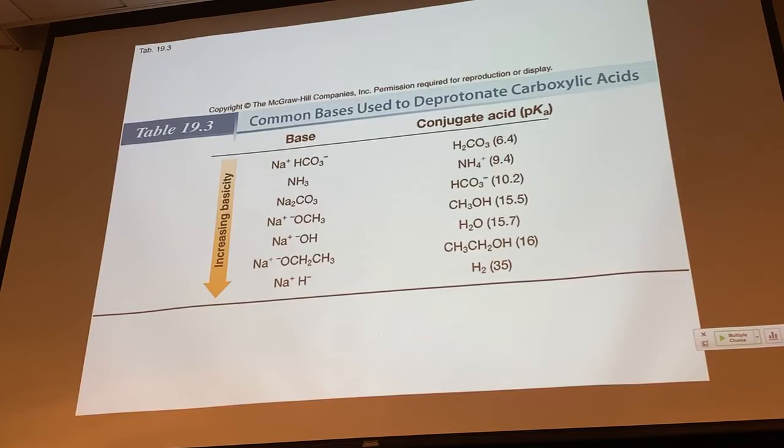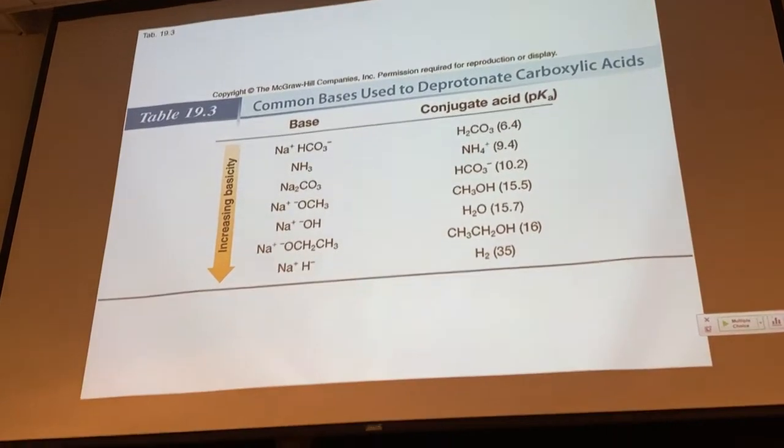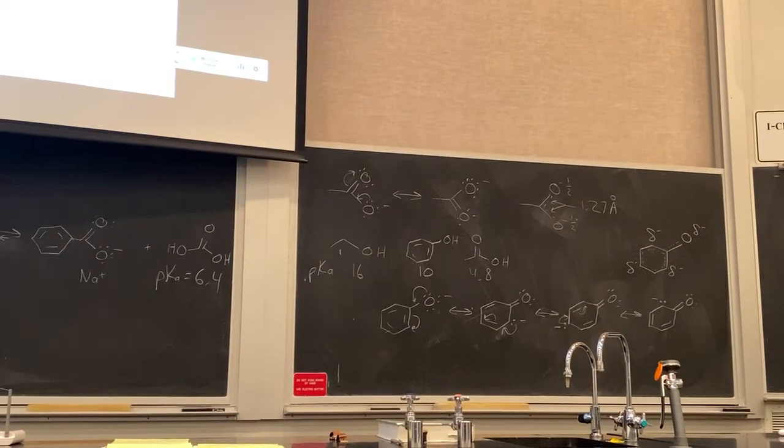Yeah, hydride, H-, that's the only one, right? Ethoxide, of course, you'd get a 1-to-1 mixture. That's the conjugate base of ethanol itself, so you'd have to go with sodium hydride if you wanted to fully deprotonate ethanol.